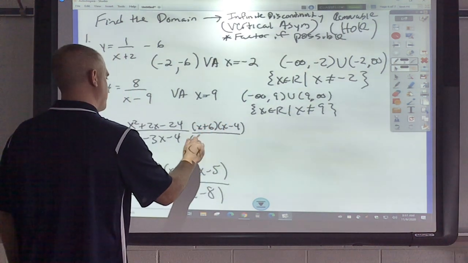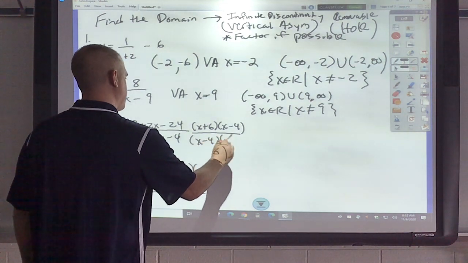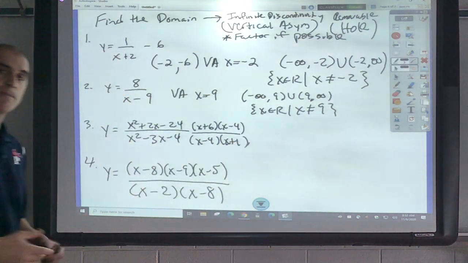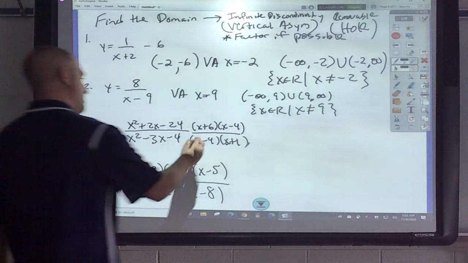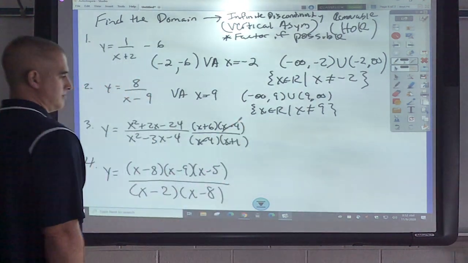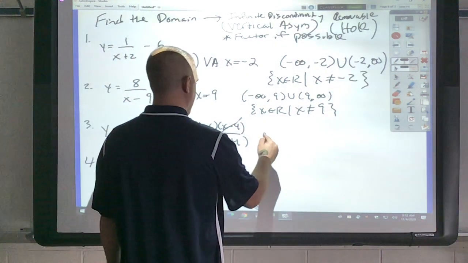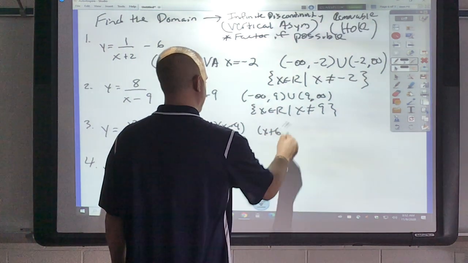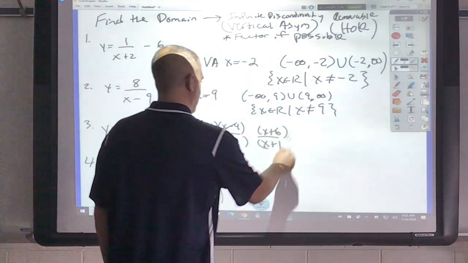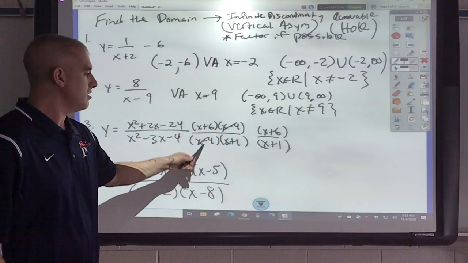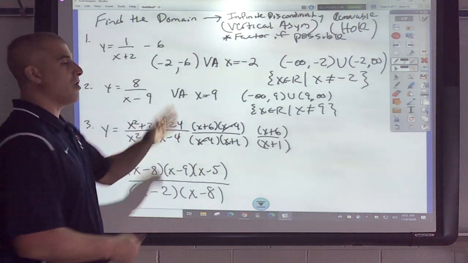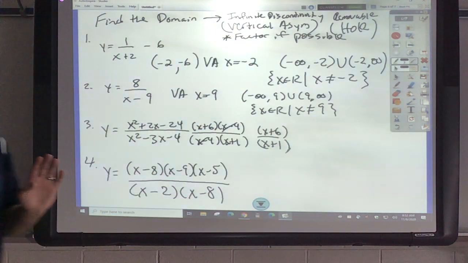This will be x minus 4 and x plus 1. Now, we've learned from the previous units that these two things eliminate. So what I've got up top is x plus 6 over x plus 1. So this was removable. That's going to be called a hole, and we're going to get into that in the next class.